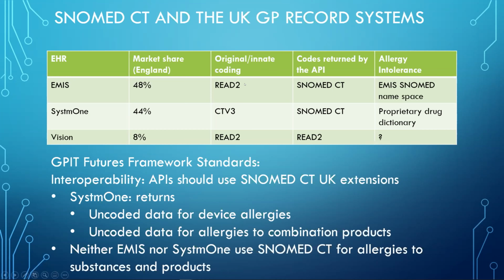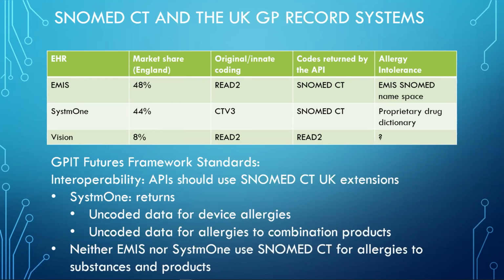These systems have been around for some time, and EMIS and Vision both used Read 2 in 2013. System 1 used CTV3. The NHS ordained that they should transition to SNOMED CT, and through these last 8 years we've seen that transition happen. It was quite painful. At one stage System 1 was returning SNOMED CT codes, but when we mapped them back to the CTV3 codes, we saw significant discrepancies from what we were anticipating, and had a significant conversation with them and NHS Digital about sorting that out.